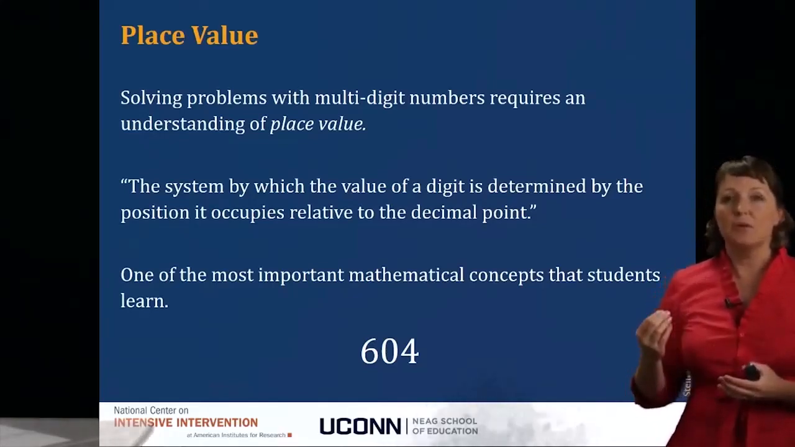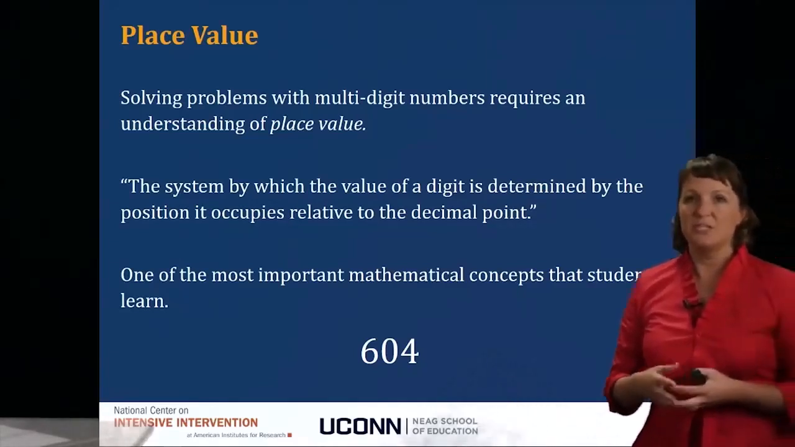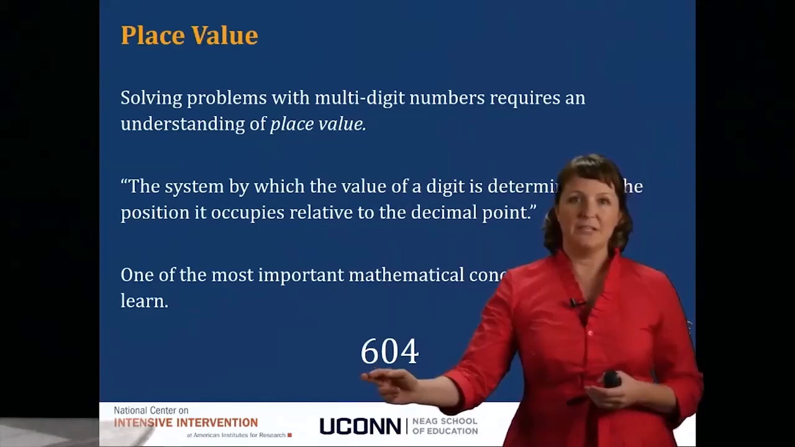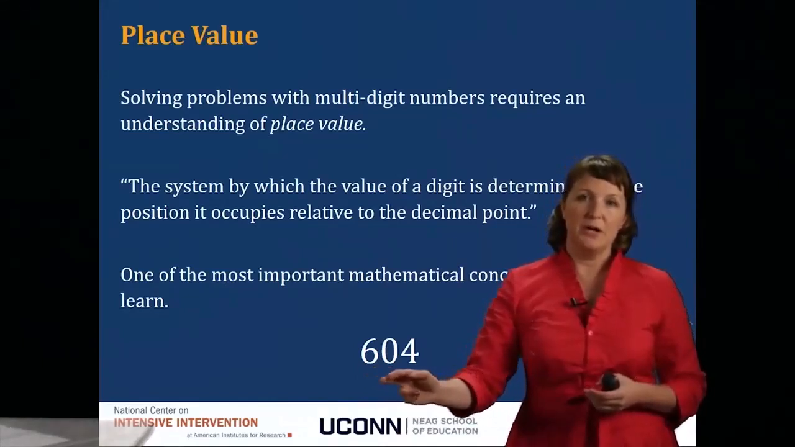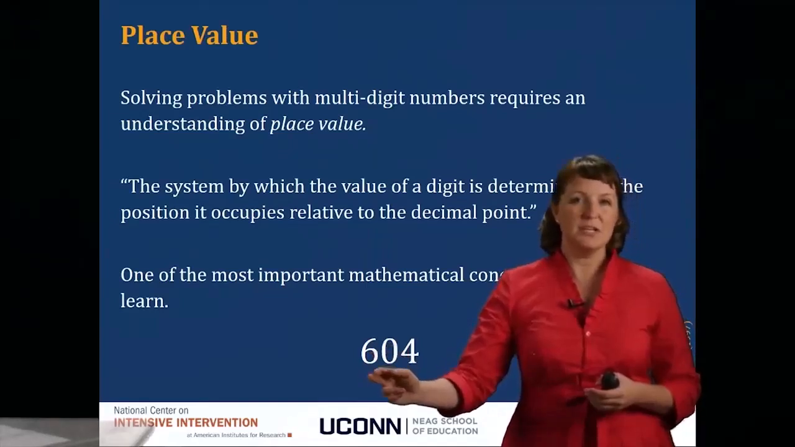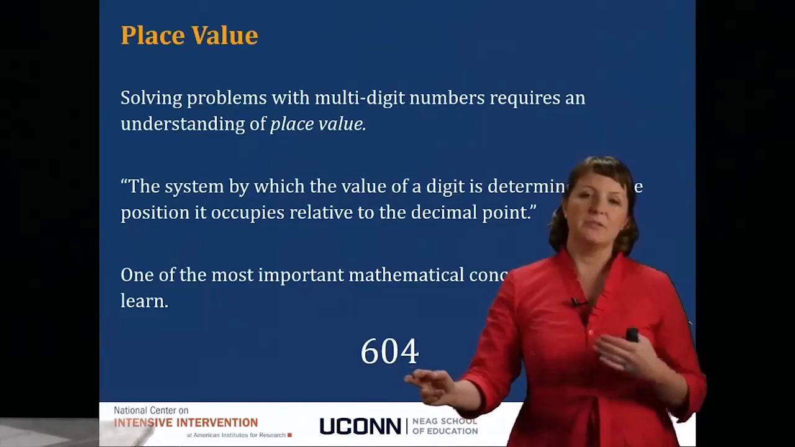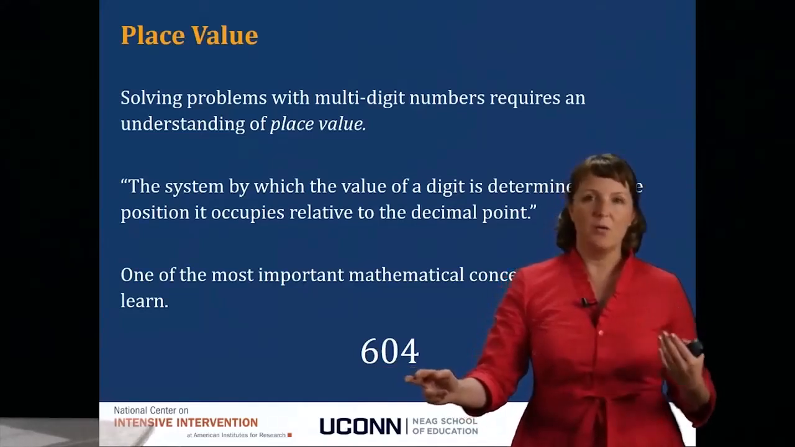So let's look at this whole number here, 604. This number has three digits in it. We have a 6, a 0, and a 4. The 6 is in the hundreds place. So this 6 doesn't represent just 6, it's actually 600. And this 4 is in the ones place, so it says that this number has 4 ones in it.